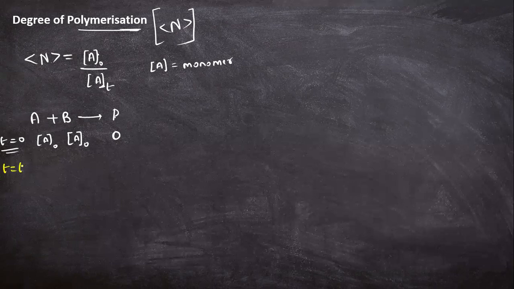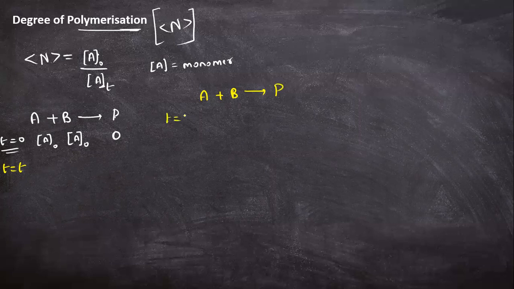At time t equals t. So what happens? Let me explain in a simple way: A monomer reacting with a B monomer, giving rise to the polymer P. Let us say at t equals 0, the concentration of A is 10 mole per liter, and the concentration of B is also 10, and the concentration of the polymer is 0.